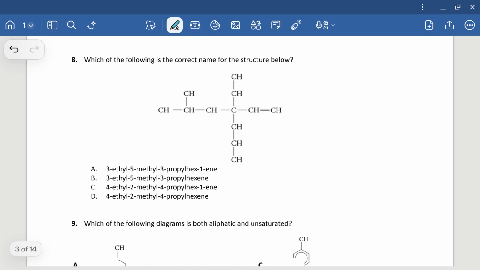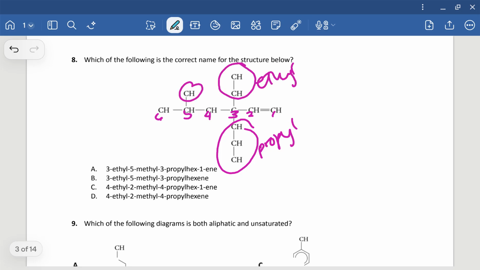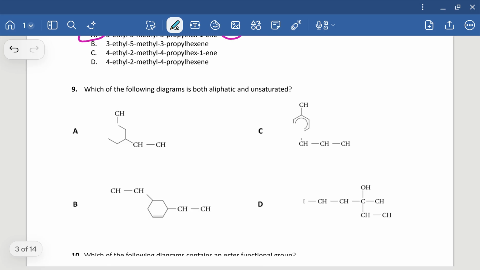So we do know you want to pick your longest chain that contains the double bond and give it the smallest number possible. So I'm numbering from right to left to have my double bond between 1 and 2. Then I notice I have a propyl group, I have an ethyl group, and I have a methyl group. Then it's just about naming alphabetically. So when you want to name in order here, you want E, and then M, and then P. So naming those, this ends up being 3-ethyl-5-methyl-3-propylhex-1-ene.